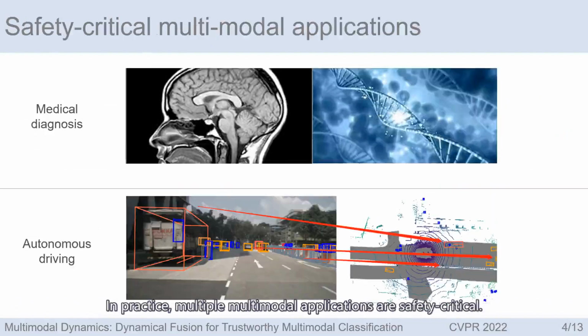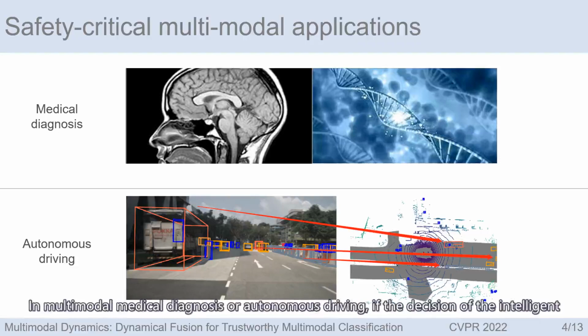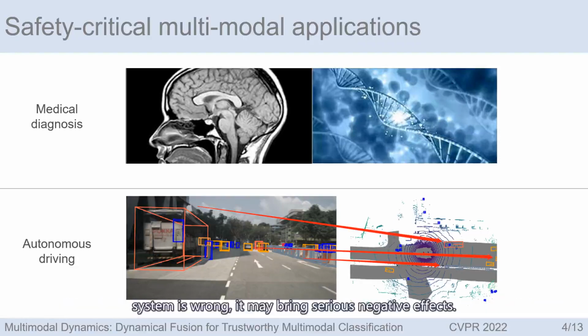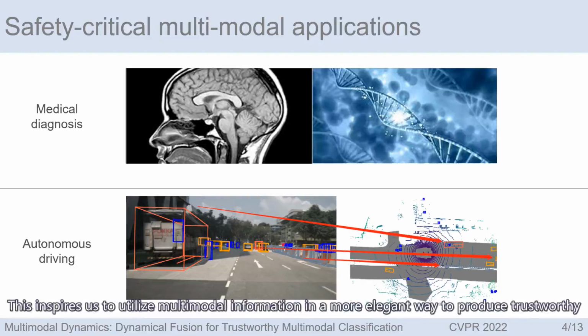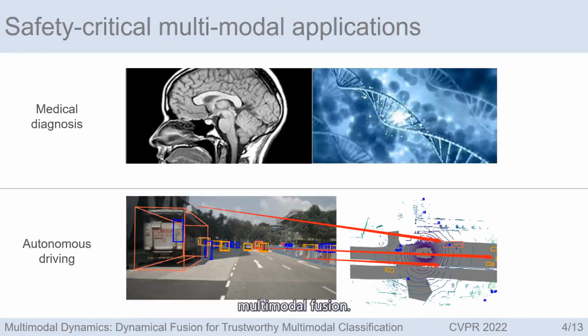In practice, multiple multimodal applications are safety critical. In multimodal medical diagnosis or autonomous driving, if the decision of the intelligence system is wrong, it may bring serious negative effects. This inspires us to utilize multimodal information in a more elegant way to produce trustworthy multimodal fusion.